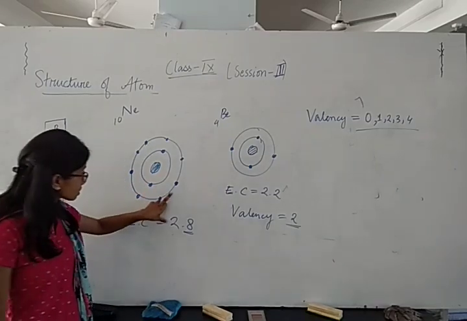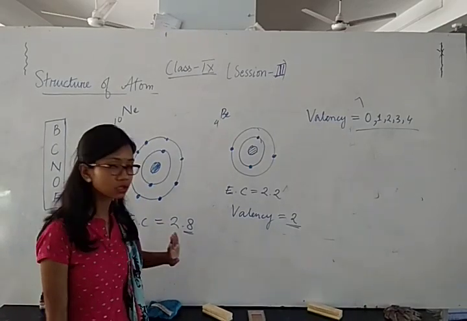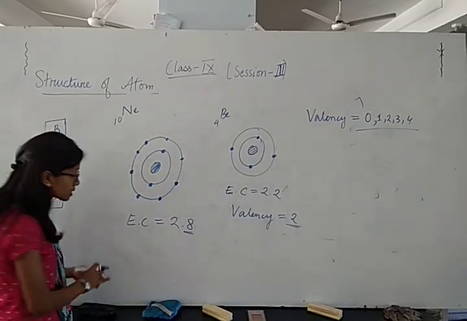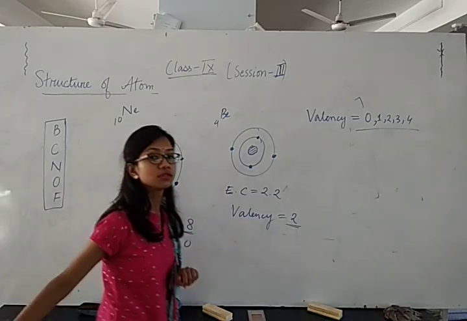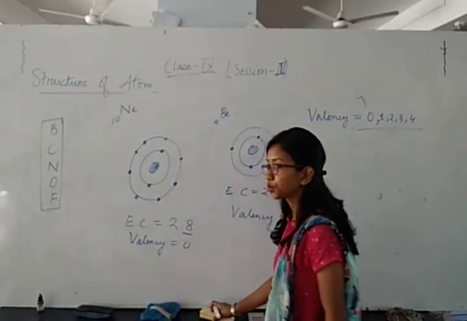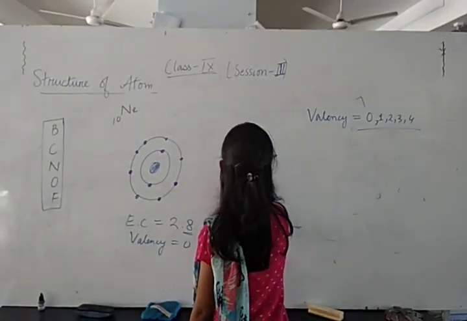Also, this is the K, L shell. The L cell should contain how many electrons? 8 electrons, so it is fulfilling. Therefore, it is known as a noble gas, and its valency is equal to 0. I think I am clear to you. Next, we will draw the structure of sodium.